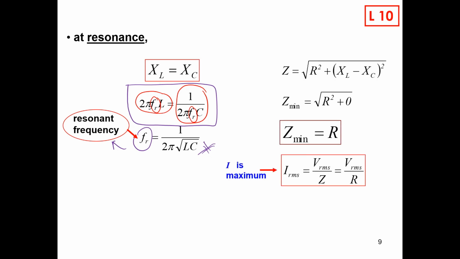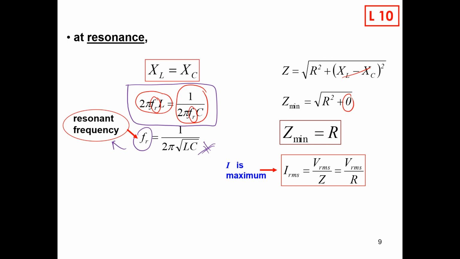From the equation of the impedance, Z is equal to square root of R squared plus (XL minus XC) squared, at resonance XL is equal to XC. So when XL minus XC, we get 0. That's why Z will be equal to R. And at resonance, the opposition to the current flow in the circuit is minimum.